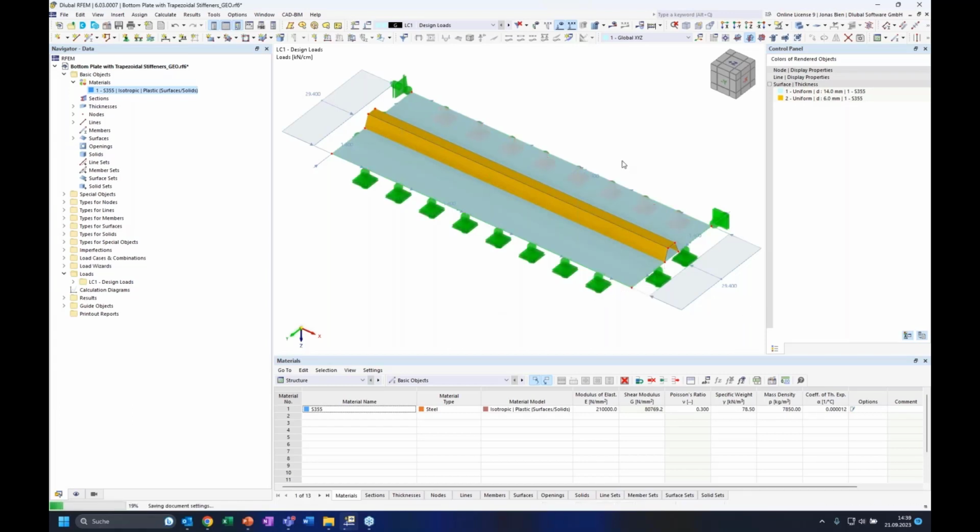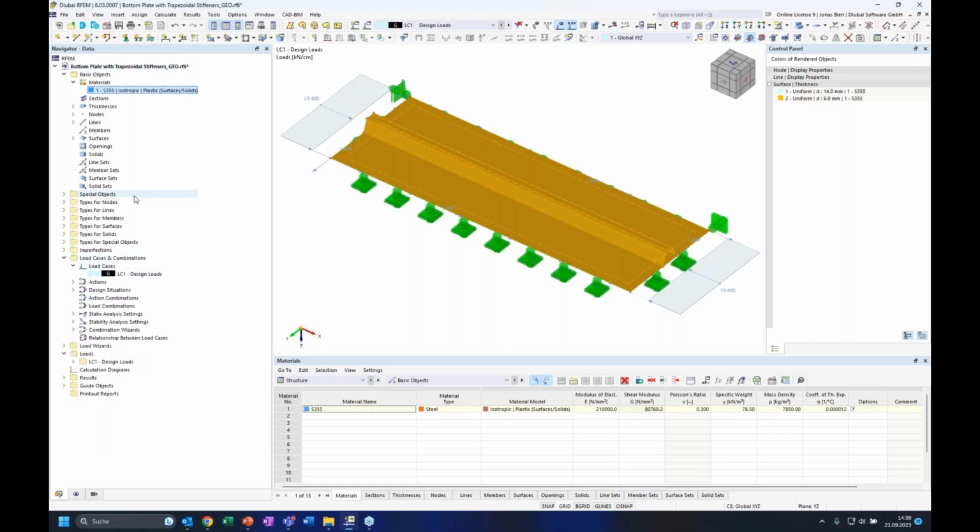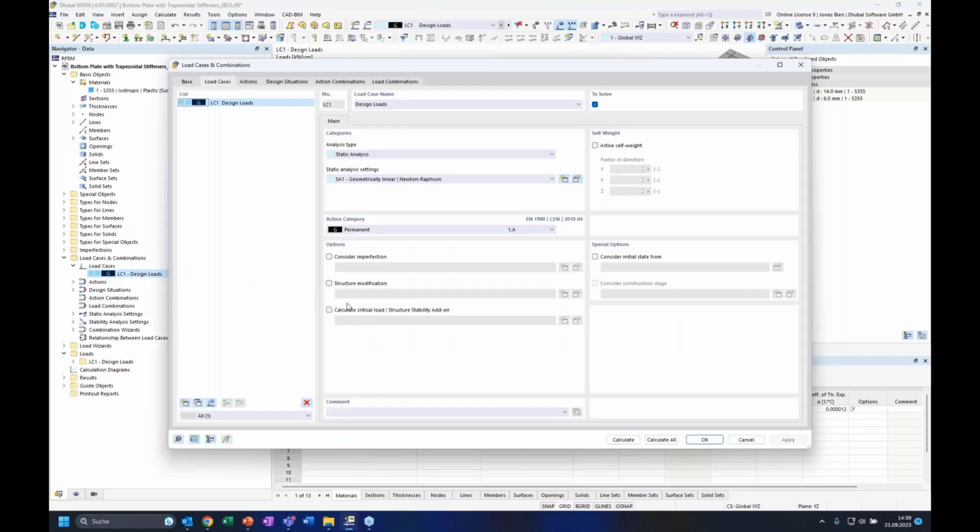All right, so how do we apply those eigenshape affine imperfections in RFEM 6? Therefore, we first need to set up the linear bifurcation analysis to find the eigenshapes. I already activated the structural stability add-on, and by doing so, I have this option to calculate the critical load with our stability add-on for our load case 1.